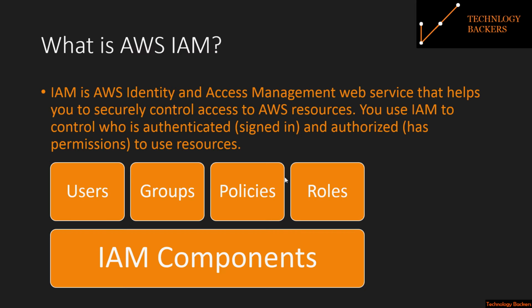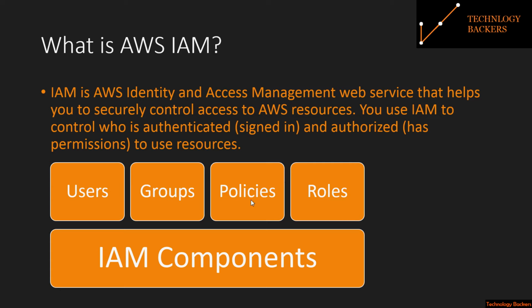So IAM is the AWS Identity and Access Management web service that helps you to securely control access to AWS resources. You use IAM to control who is authenticated and authorized to use any resource. So basically, the use of IAM is to give access to a user or a service to access any other AWS service. So this is the basic service you use for any other AWS service. Let's say, for example, you want to access an EC2 instance. The user accessing the EC2 instance should have the permission to access that EC2 instance.